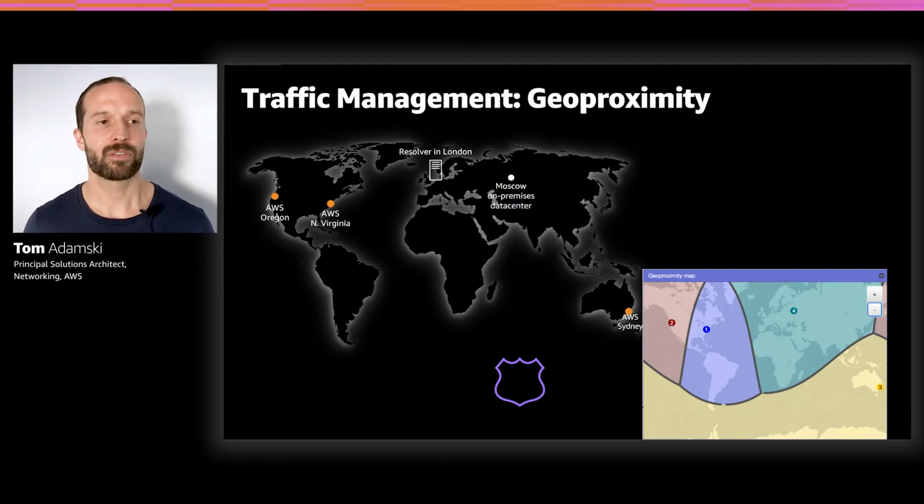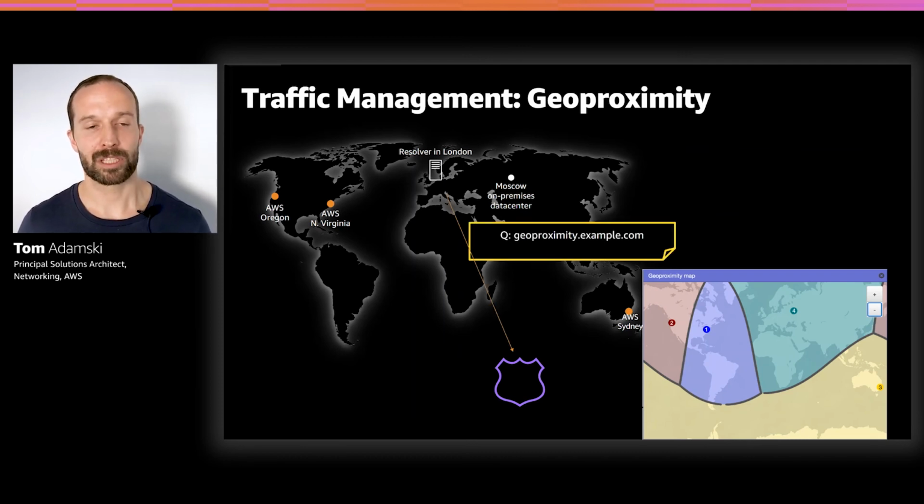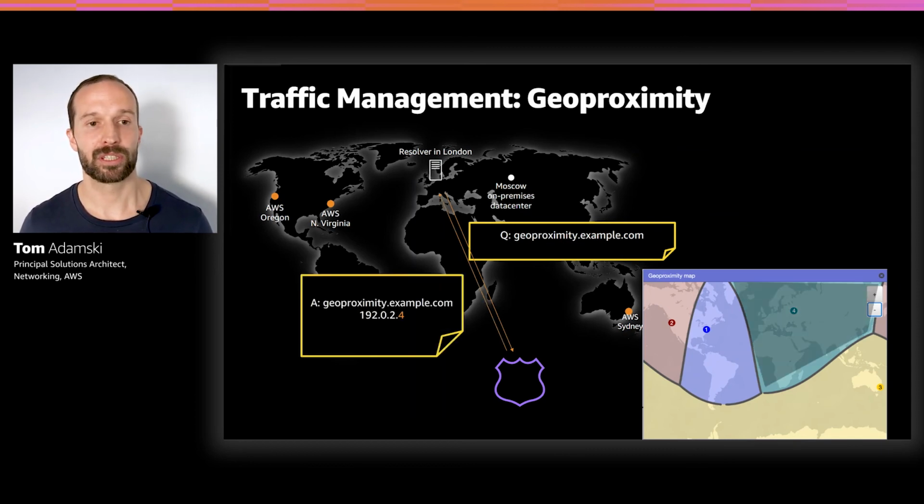And when you configure geoproximity, you actually get a visualization. You get this map that you see in the bottom right corner that defines which clients would be sent to which region. So if I'm in South America, I would be sent to North Virginia. If I'm in Australia, I would go to Sydney. Our resolver is in London. So if we receive the query from a London-based resolver or London-based client, we see that it falls under area 4. So in that case, we would return the IP address representing a Moscow data center.